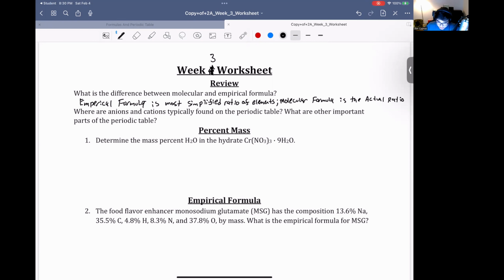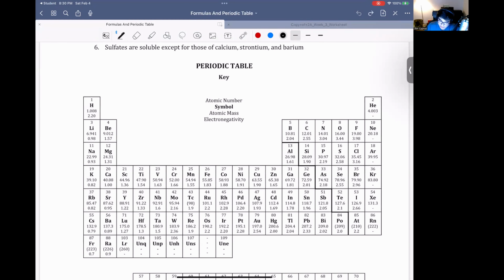So next, it says, where are the anions and cations typically found on the periodic table? What are other important parts of the periodic table? So on this left side, right, these are your typical cations on the periodic table. Over here, actually, I should extend this. Over here, these are going to be your typical anions on the periodic table, and also selenium. Also, boron and aluminum are your typical cations, so we should include those with that side.